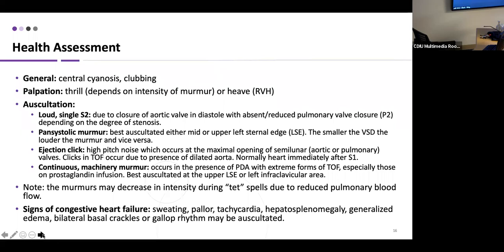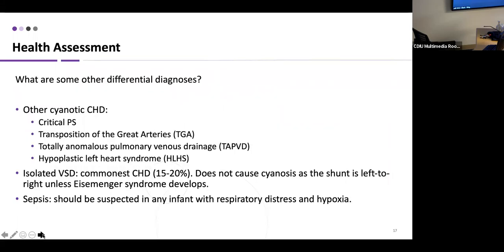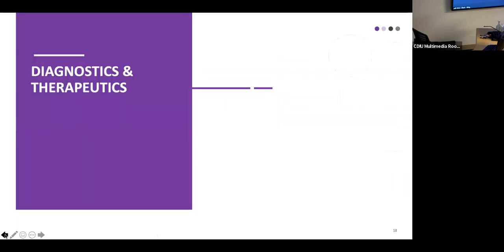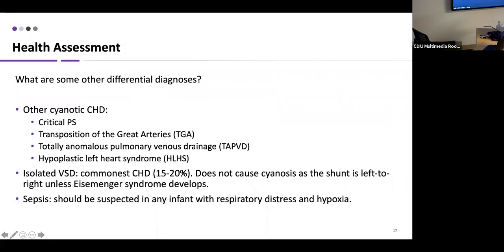So our next section will review, sorry, I missed a slide. My apologies. We just included what are some other differential diagnoses.